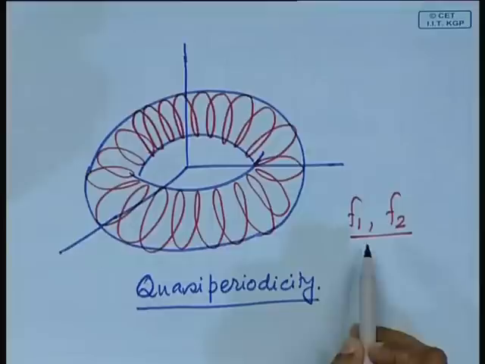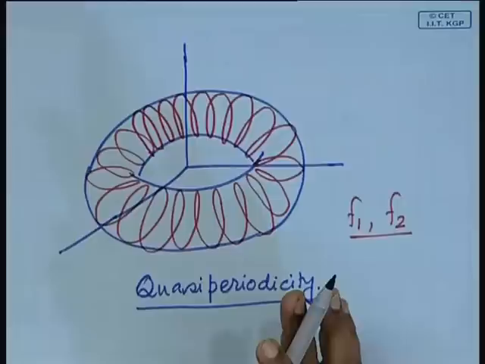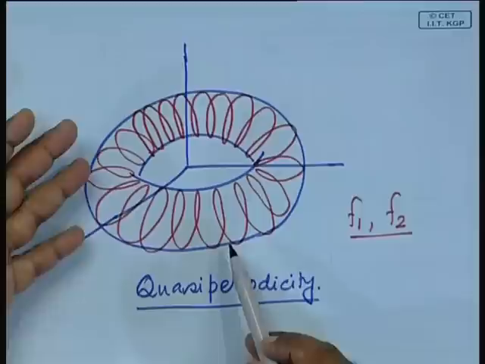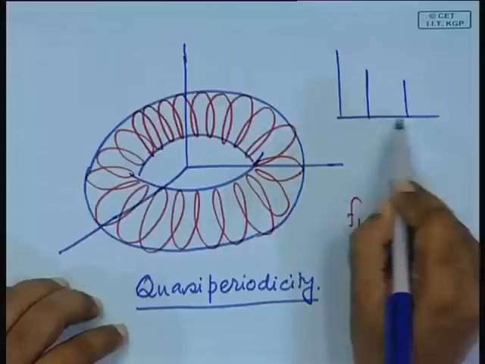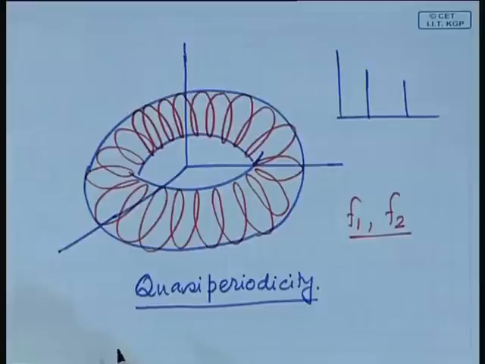If the ratio is a rational number, then you have ultimately a periodic orbit, but then there is a difference between that periodic orbit and the other types of limit cycles that we have heard of so far. Why? Because there are two frequencies. If you draw the Fourier transform, you see two sharp frequencies only there, their ratio is a rational number. So, that is different from what you have in the normal periodic orbits.